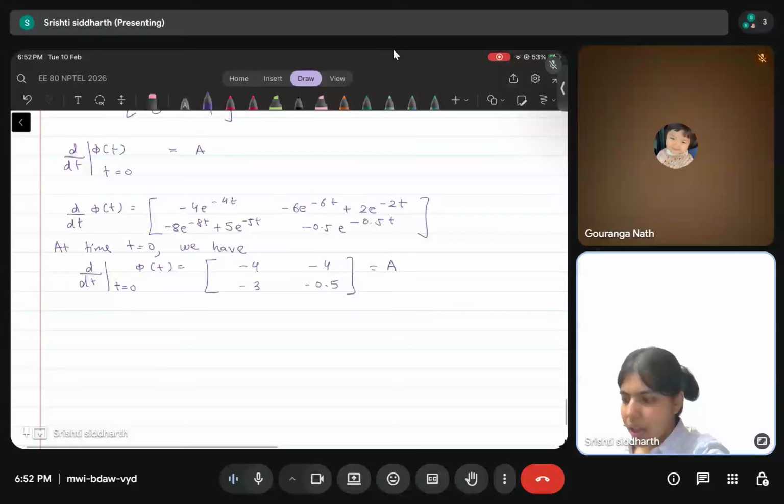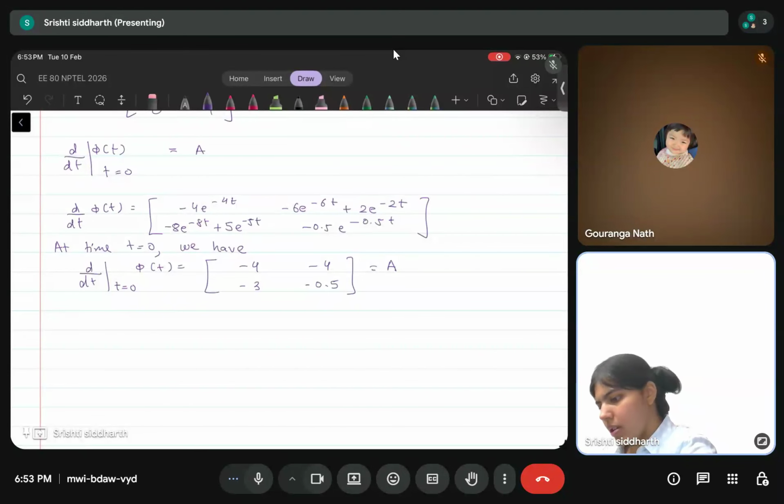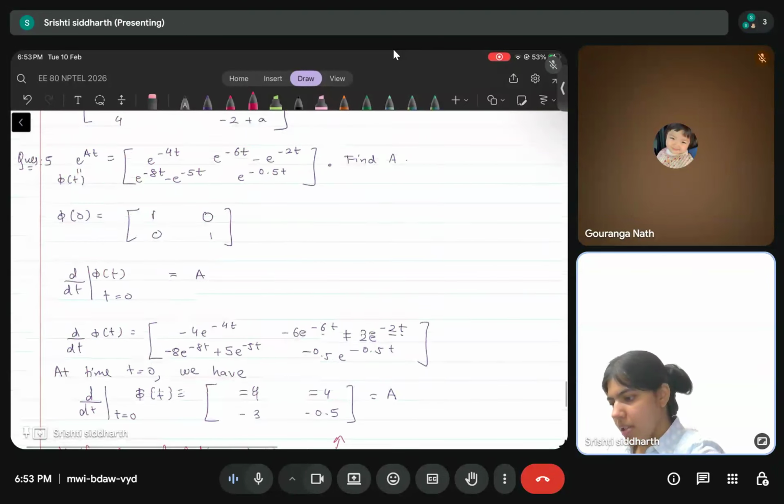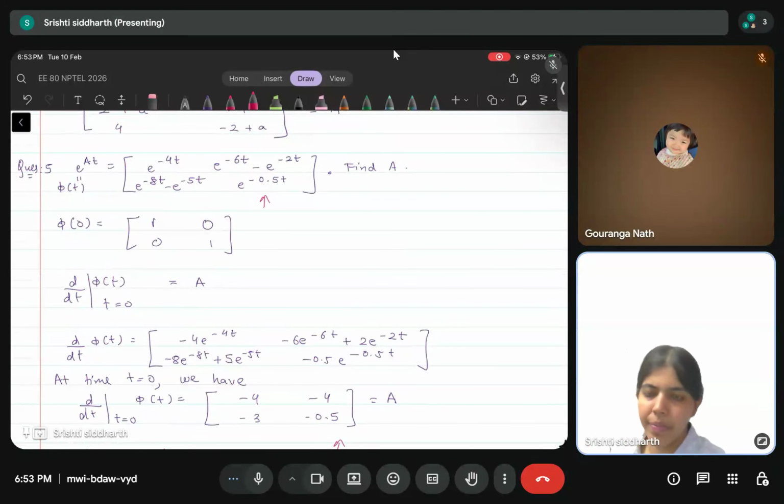So this is the matrix A. To verify, by calculating phi of t using this A, we should get the same answer as given in the question.